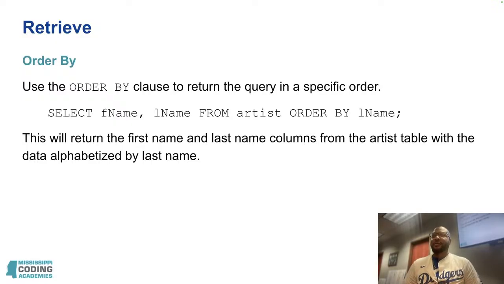We can sort through the list, and we do that by using the order by clause. And what the order by does is return the data from the query in a specific order. Okay. So what we have right here is we're saying, hey, select first name and last name from artist, order by last name. So let's see what that does.